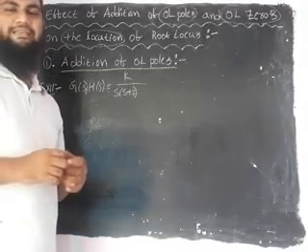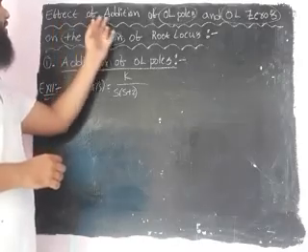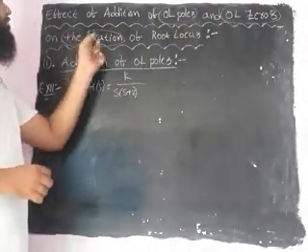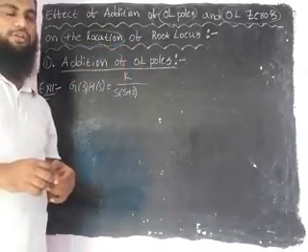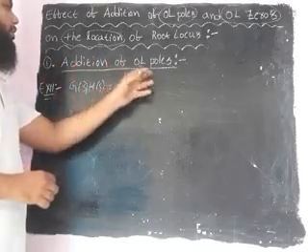Hello students, in this video we are going to discuss the effect of addition of open loop poles and open loop zeros on the location of the root locus. Let's go to the topic. First I am going to do the addition of open loop poles.